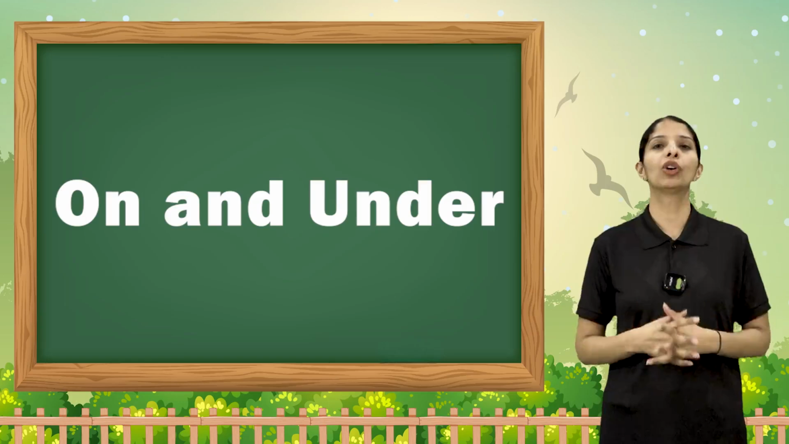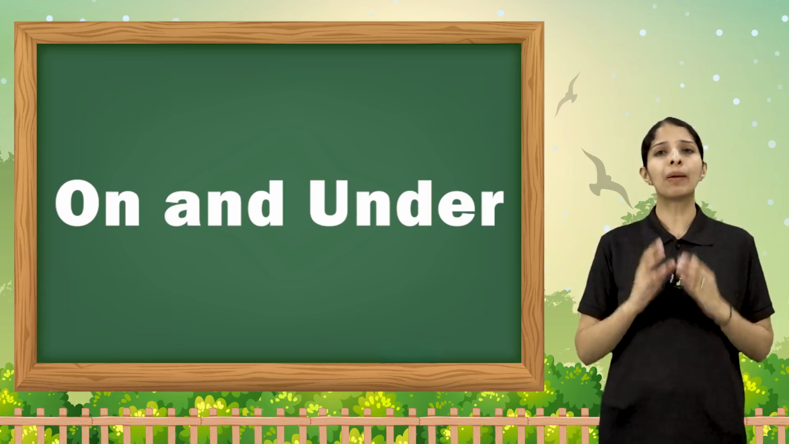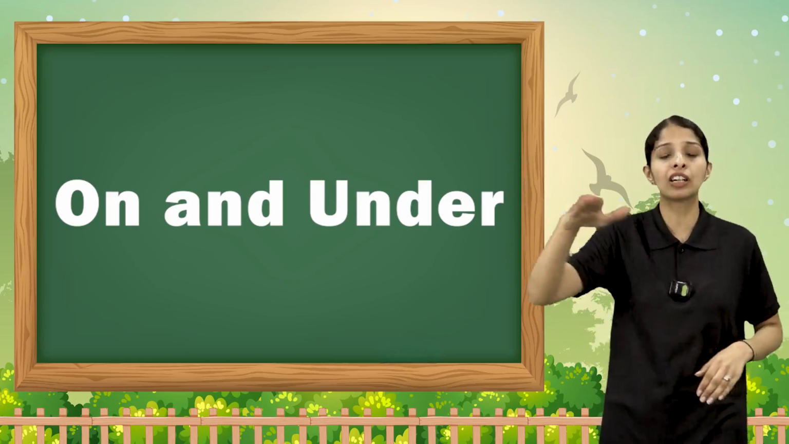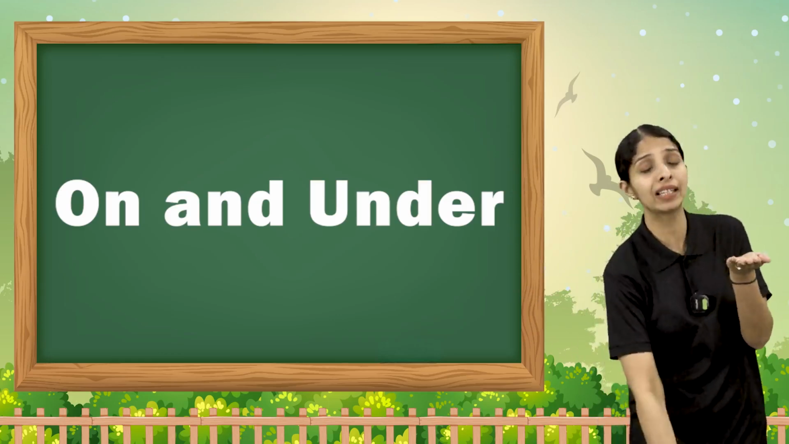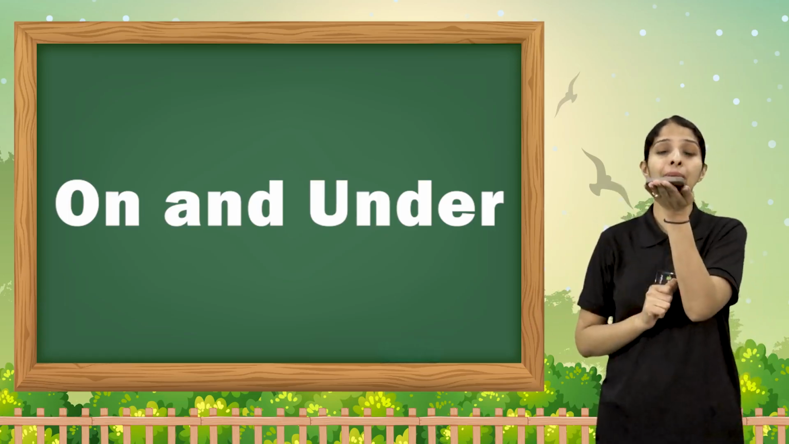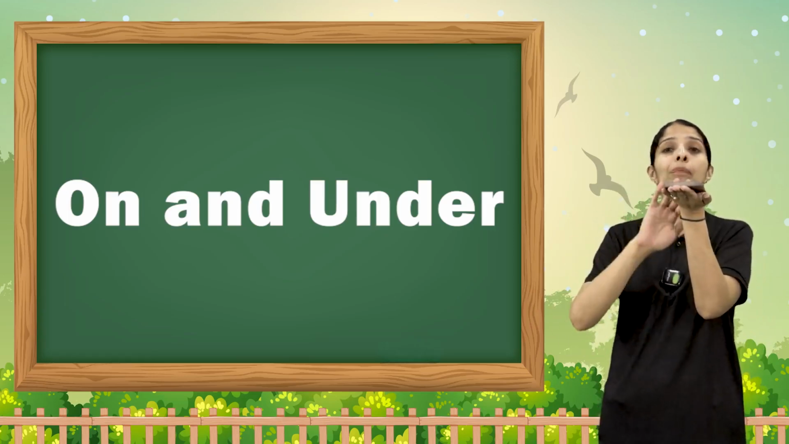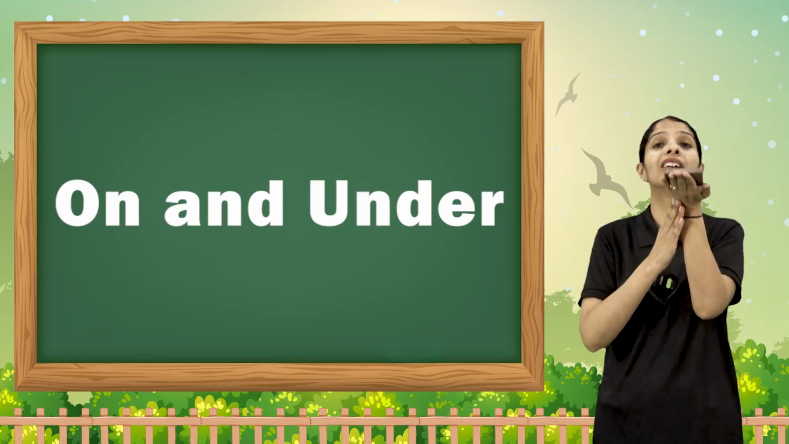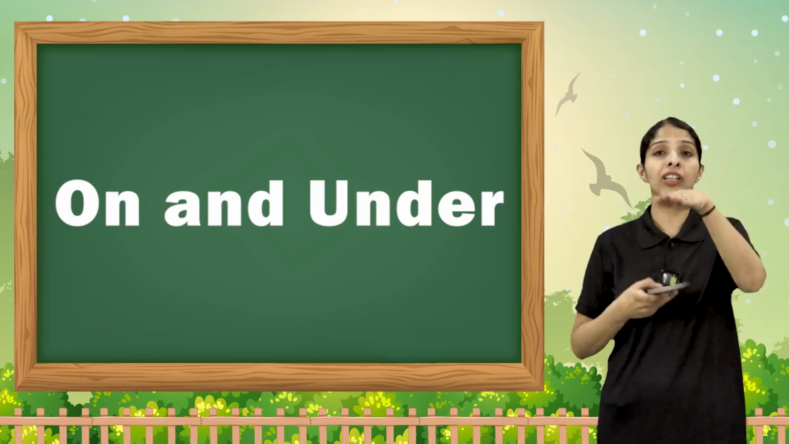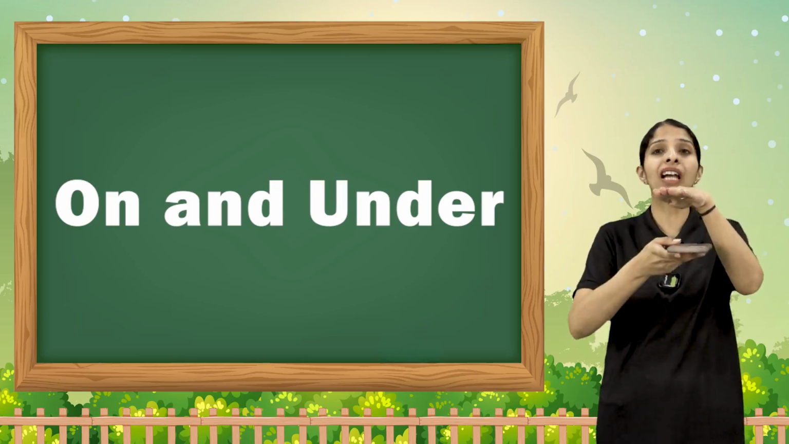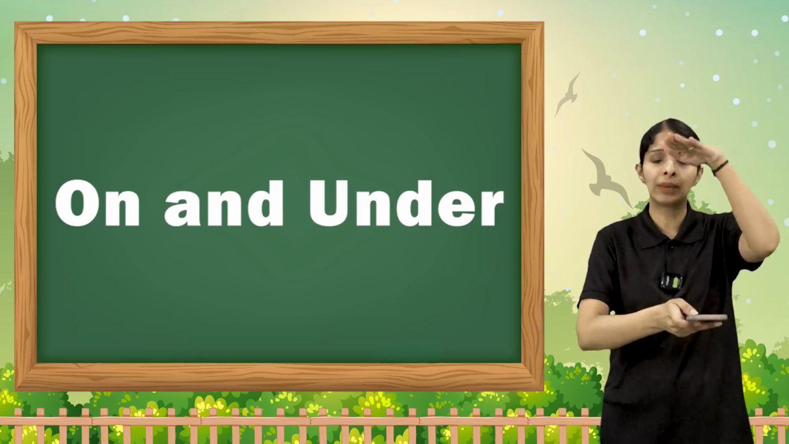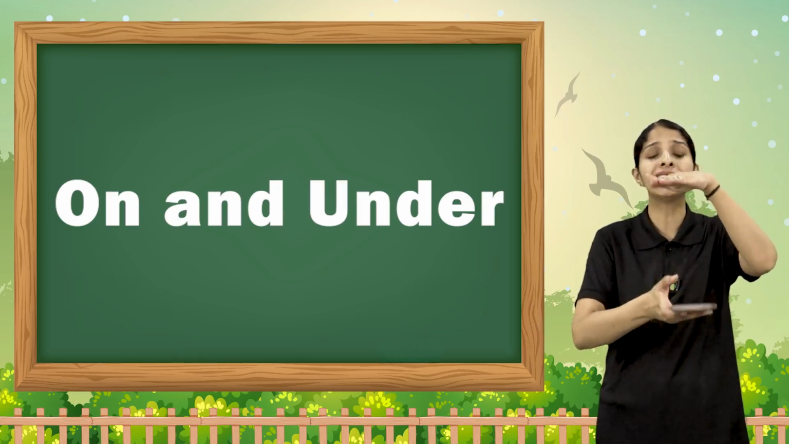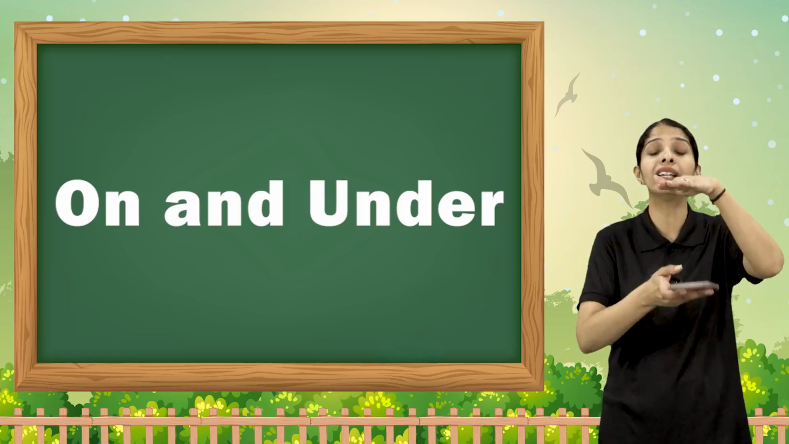Now, what is the meaning of this word on? When something is placed on the surface of another object, suppose this is a table and I place my phone on a table. So I can say my phone is on the table. But if this is a table and my phone is lying under the table, on the floor, so I can say my phone is under the table.